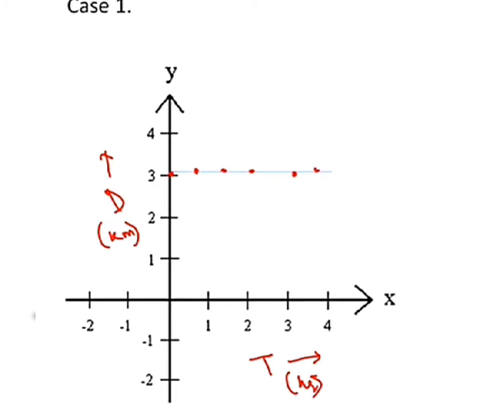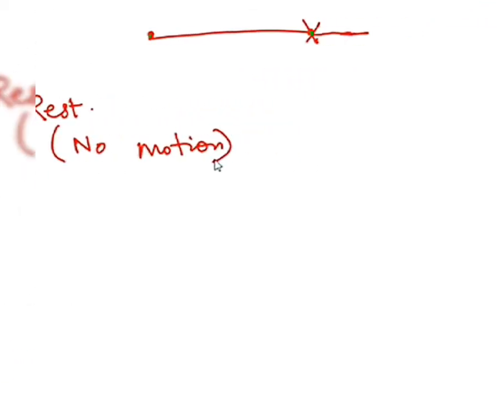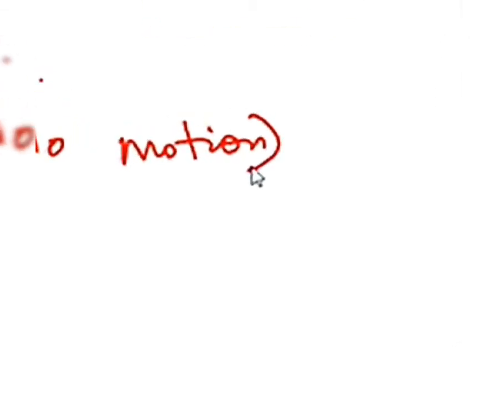Because if the object is moving, in that case, there will be some distance covered, or the distance covered will increase with time, right? So suppose I have an object that starts from this point, and suppose it covers 4 kilometer or 5 kilometer or something, okay?